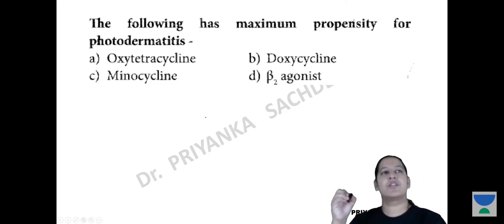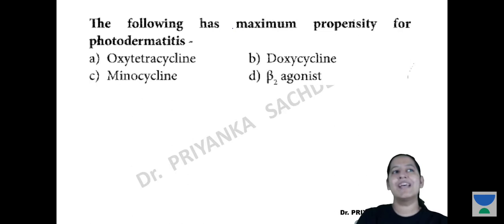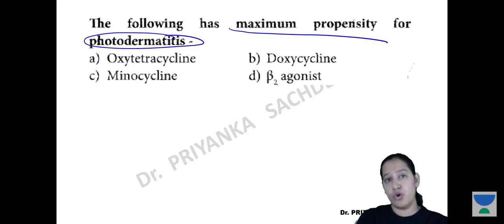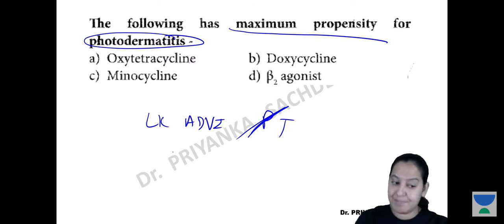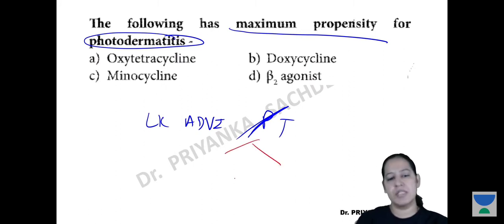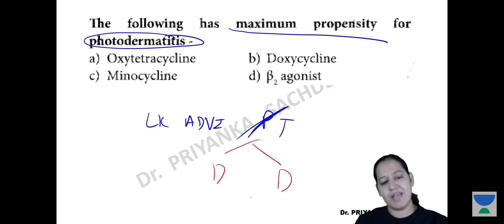So this is the next question in front of you. Which of the following has maximum propensity for photodermatitis? So it causes phototoxicity. LK Advani is a PT teacher. PT teacher's P is phototoxicity. Which of them causes phototoxicity? I told you very specifically, phototoxicity is caused by two of them. Which two? D and D: demeclocycline and doxycycline.